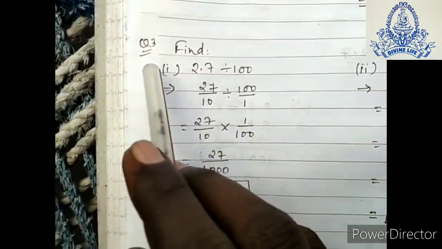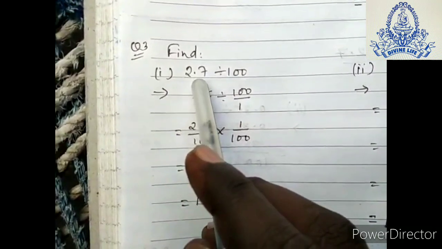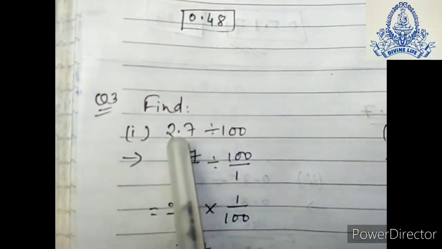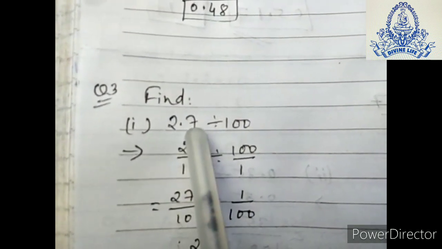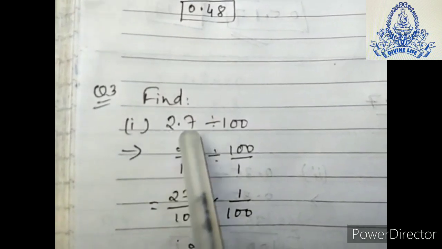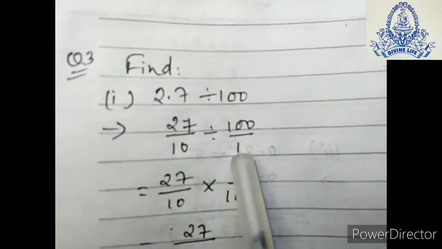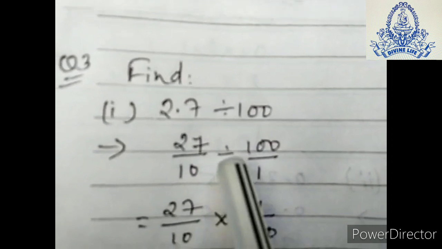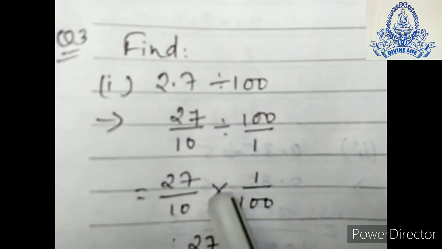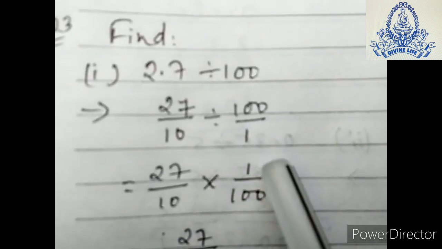After question number 2, this is question number 3. Find 2.7 divided by 100. 2.7, after the point we have one digit, so we will take 10, that is 2.7 will become 27 upon 10. It will be divided by 100 upon 1. Now we change the sign of division to multiplication: 27 upon 10 multiplied by the reciprocal of 100 upon 1, which is 1 upon 100.